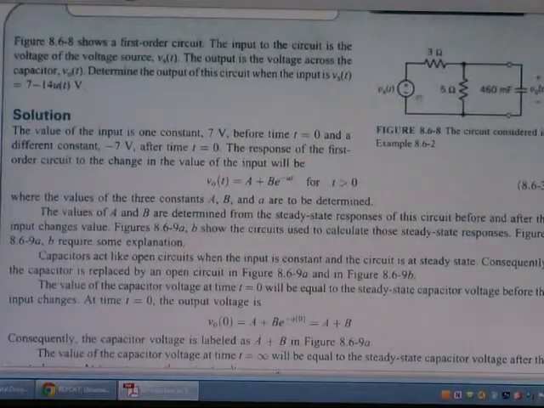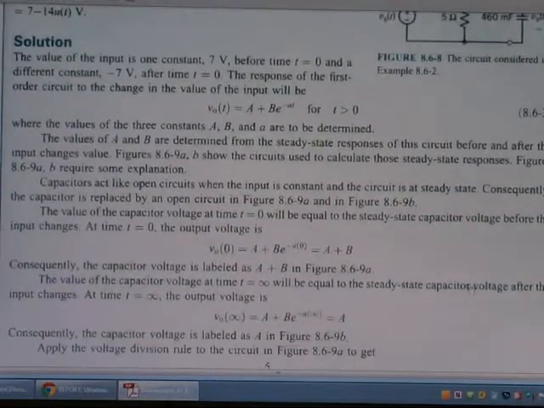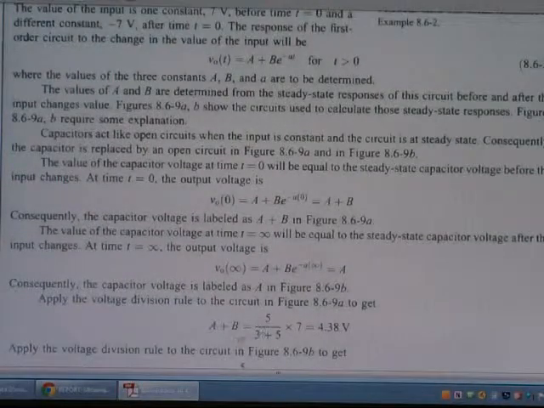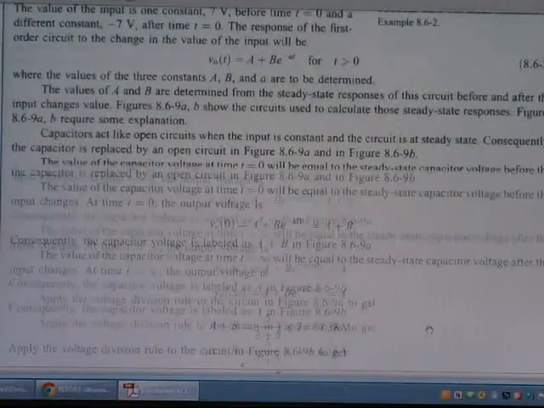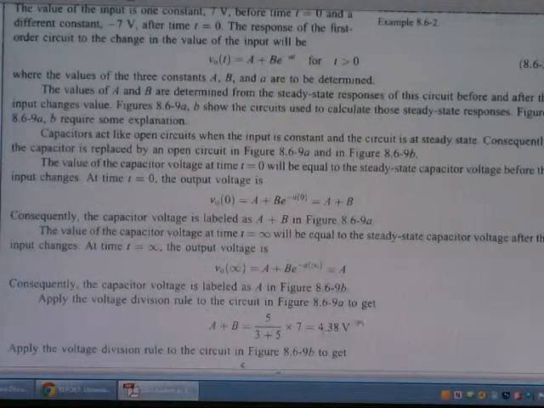This is a first order circuit. So this is the supply voltage 30 or 50 and 460 microfarads. So we write down the equation v(t) equals A plus B e^(-alpha t). Therefore v(0) equals A plus B at time 0. So v(infinity) equals A plus B e^(-alpha times infinity), so you get A. So you find the A plus B equation, this A value and B value, and then we get the voltage.